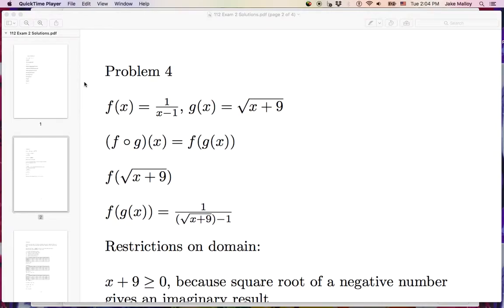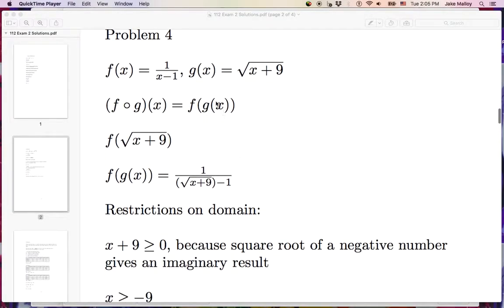In problem 4, we have two functions and we're trying to create a composite function. In this case, we have f of x equals 1 over x minus 1, and we have g of x equals the square root of x plus 9. We're trying to create the function f of g of x, which we could also write as f of g of x in this way.